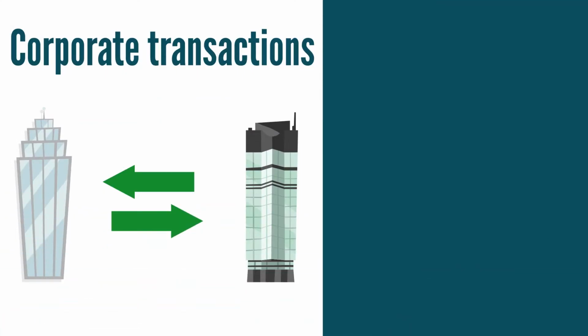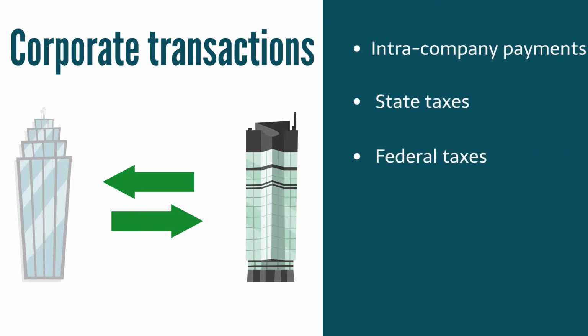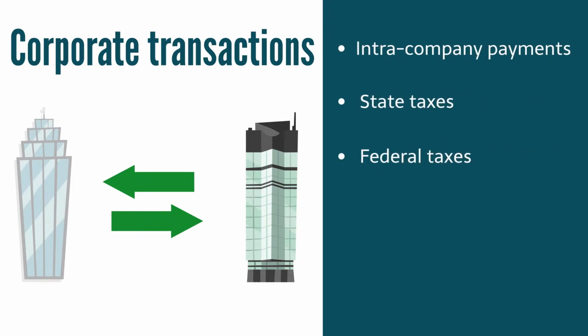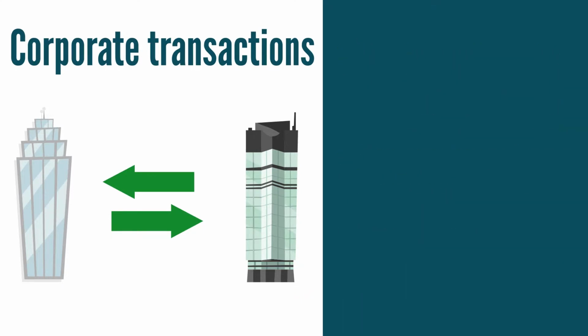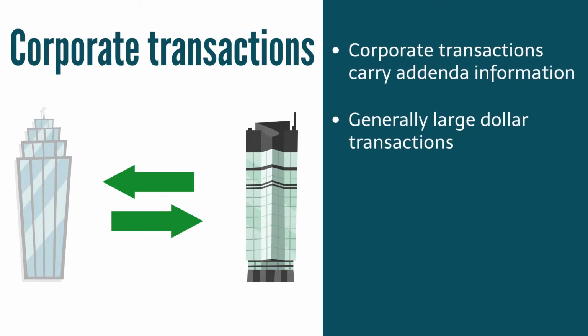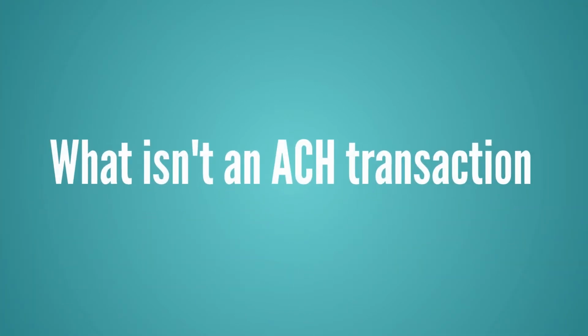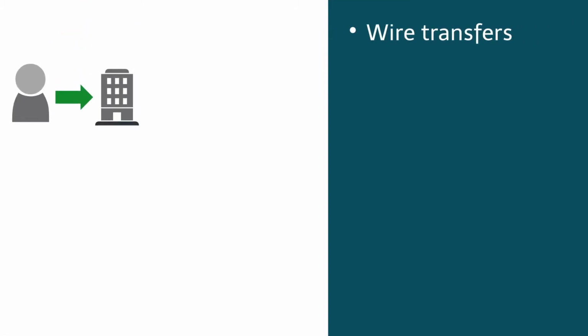Some examples of corporate transactions or company-to-company transactions include intracompany payments and state and federal tax payments. Like some consumer transactions, corporate transactions carry addenda information, and they are generally large dollar transactions. So keep in mind, different rules apply. Let's take a few minutes now to look at what isn't an ACH transaction. Wires are not ACH transactions.